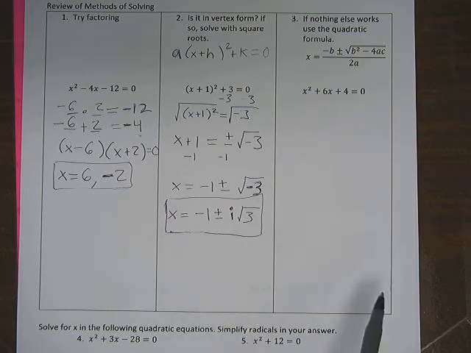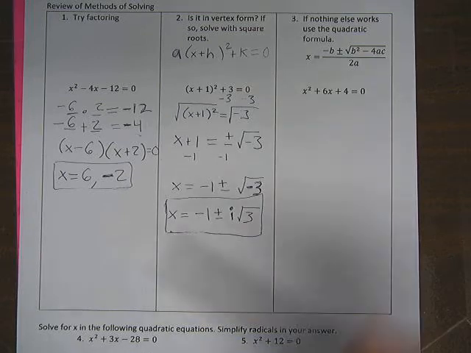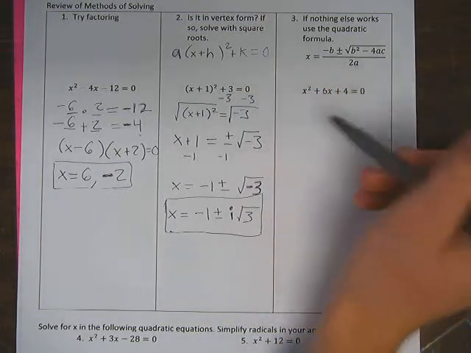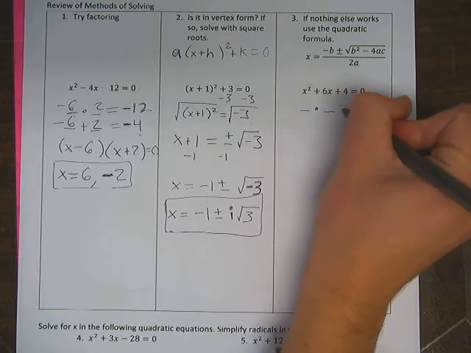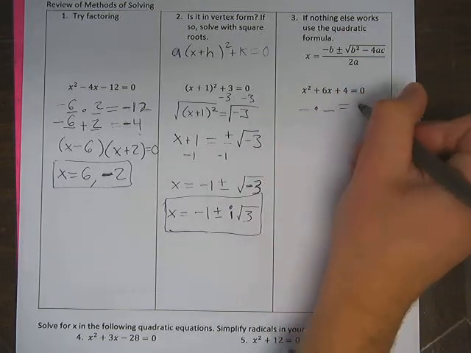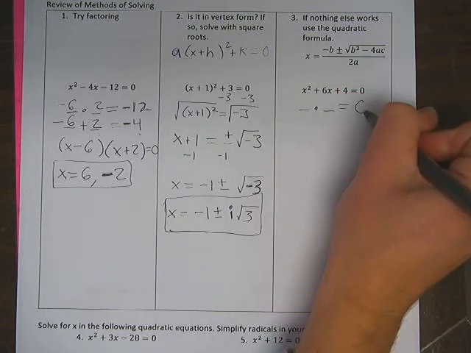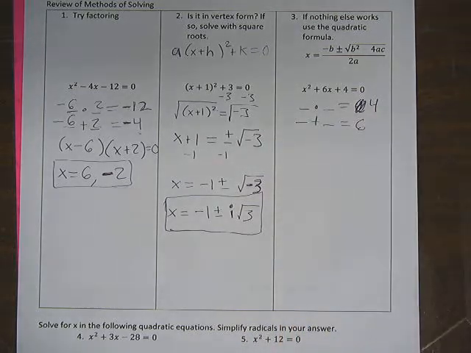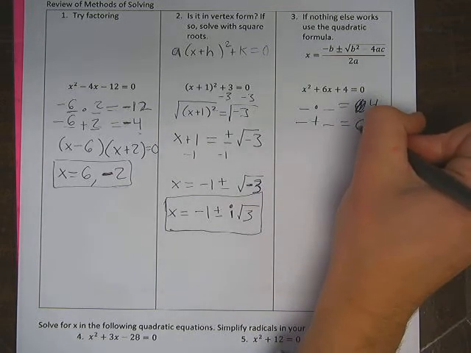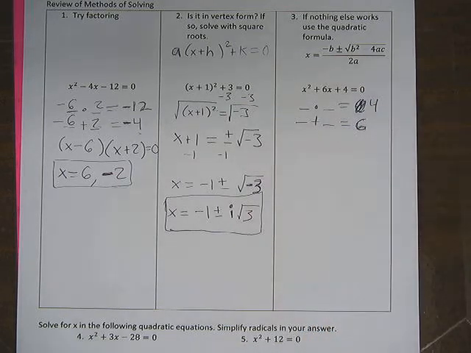The last method that you could use is the quadratic formula, okay? So notice, like on this one that we have here, x squared plus 6x plus 4, if I tried to factor this, I would look for numbers that multiply to 4 and add to 6, right? Numbers that multiply to 4 and add to 6, okay?